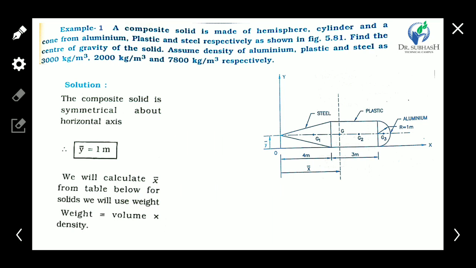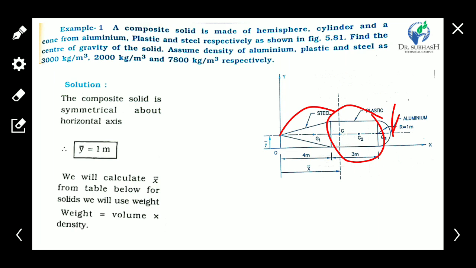See what data is given in this example. The composite solid is made of a hemisphere, a cylinder and a cone. The three parts are made of aluminum, plastic and steel. The hemisphere is aluminum, the cylinder is plastic and the cone is steel, respectively, as shown in the figure. All data is given in the figure. Find the center of gravity of the solid.